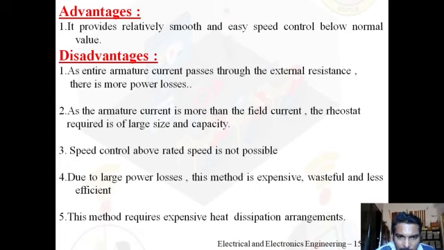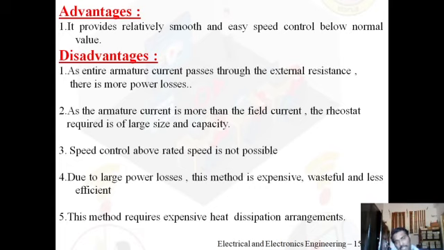The third point: speed control above the rated speed is not possible. That means here we have discussed only that the speed can be controlled below the rated speed. Therefore, we cannot control the speed of a DC shunt motor above the rated speed by this particular method.